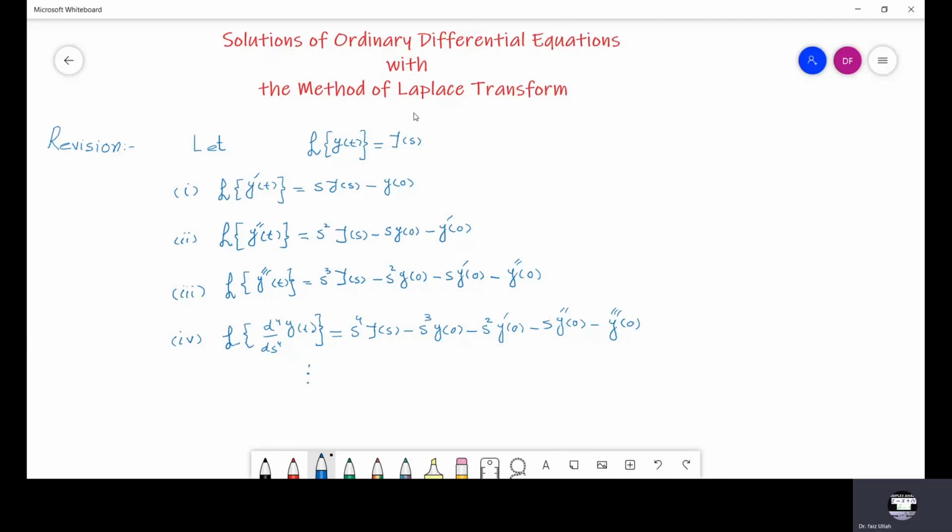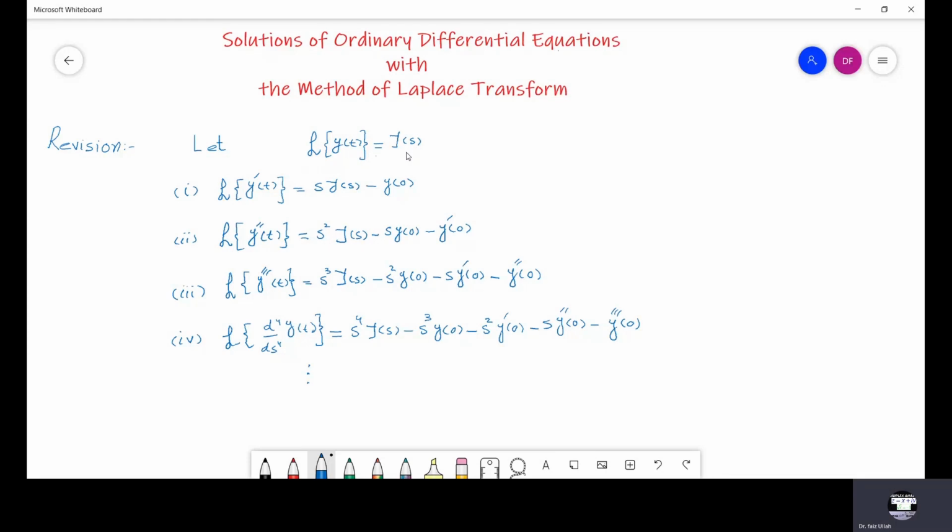Bismillahirrahmanirrahim. Assalamu alaikum. We shall use the method of Laplace transform to solve ordinary differential equations. Let us revise that we denote the Laplace transform of y of t by y of s.